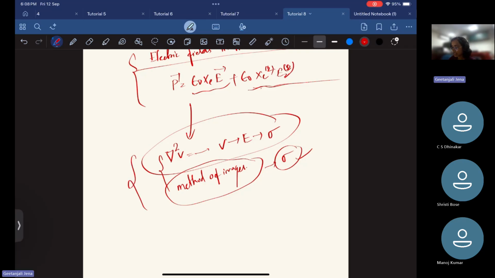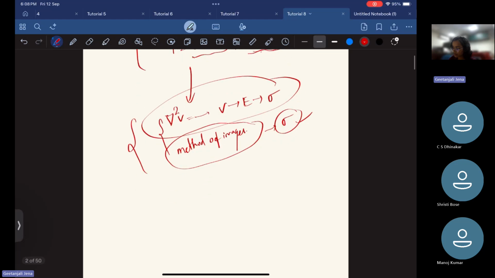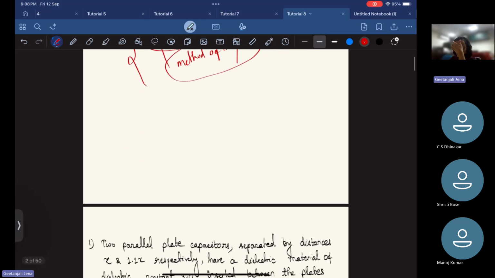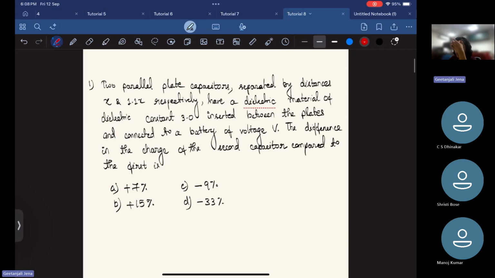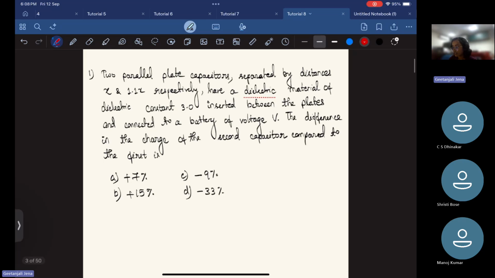So let's start solving our first problem. The first problem is based on the capacitor. It's quite simple. If you know the relation, you can easily find the answer for this question. Let me read out the question.